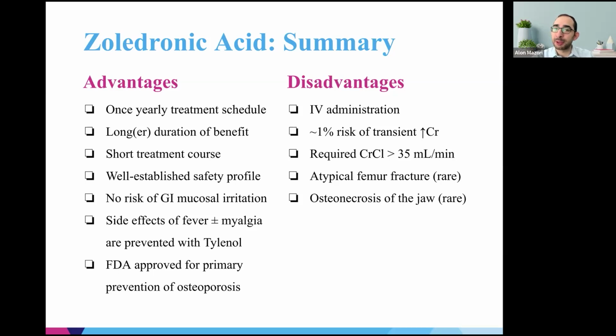Disadvantages: this medicine is not a pill, it has to be given IV. There's about a 1% risk of a transient creatinine elevation that resolves within 1 to 2 weeks. Creatinine clearance must be over 35, and so this is not suitable for people with CKD. And again, atypical femur fracture and osteonecrosis of the jaw, risks that are common to all anti-resorptive therapy.